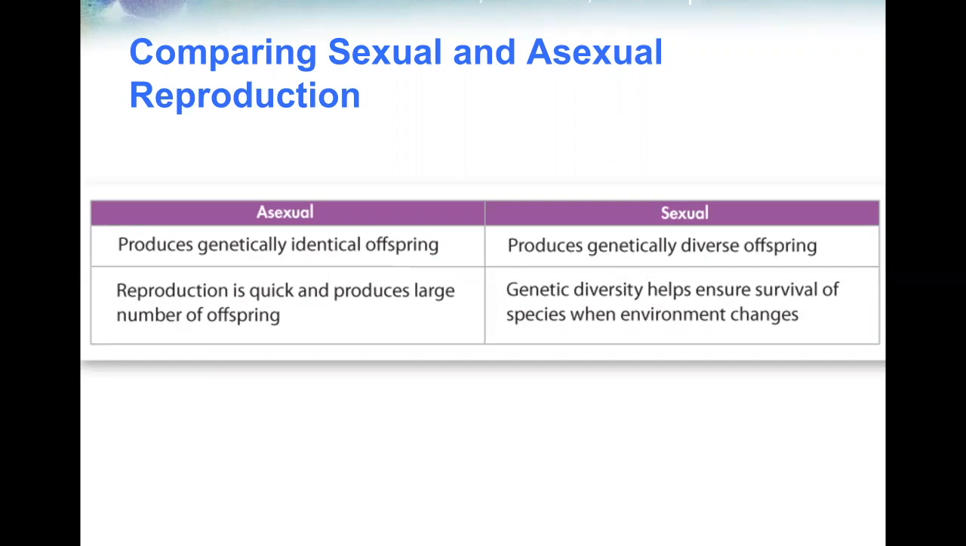Comparing sexual and asexual reproduction. Asexual reproduction produces genetically identical offspring. Sexual reproduction produces genetically diverse offspring, with half the genes from each parent. Asexual reproduction is quick and produces a large number of offspring. For sexual reproduction, the unique part is that genetic diversity helps ensure survival of the species by natural selection.